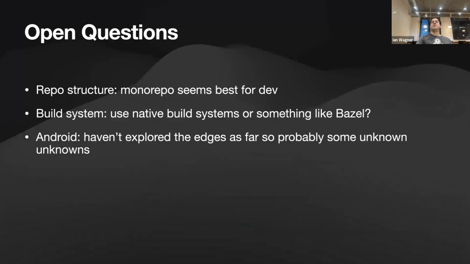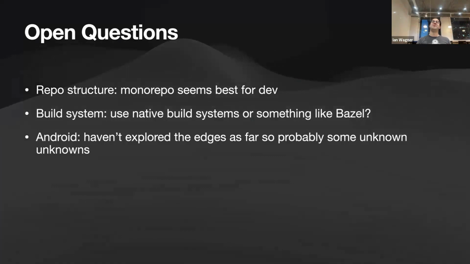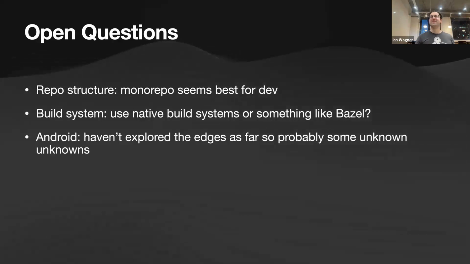A couple of open questions still. We haven't figured out what the best repository structure is yet. Right now, it seems like the monorepo approach is actually best. I'm not someone who normally has liked monorepos in the past, but I think it works pretty well for this. Build system, right now I'm just using a bunch of shell scripts, particularly on the iOS side. I've looked at things like Bazel, they seem really complicated. We'll see. That's what I've got as an open question. I don't know if this is the best way to do this or not.